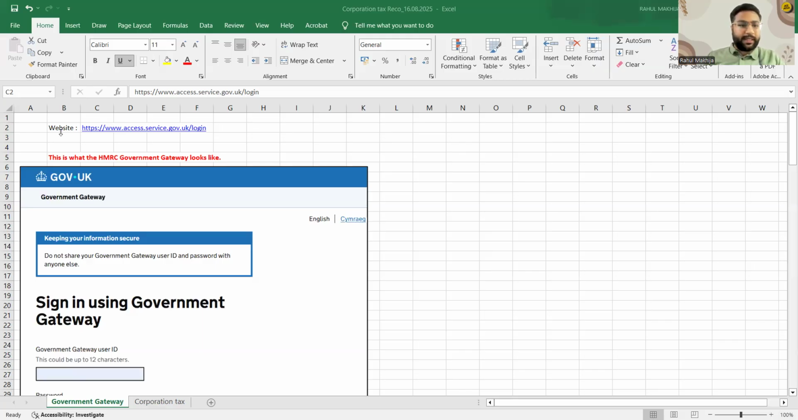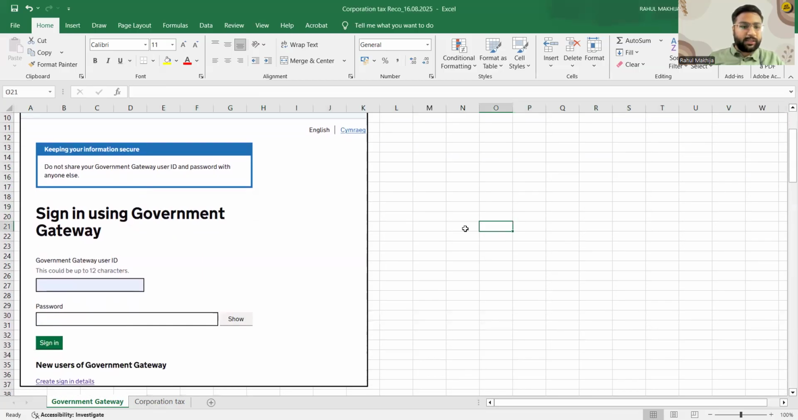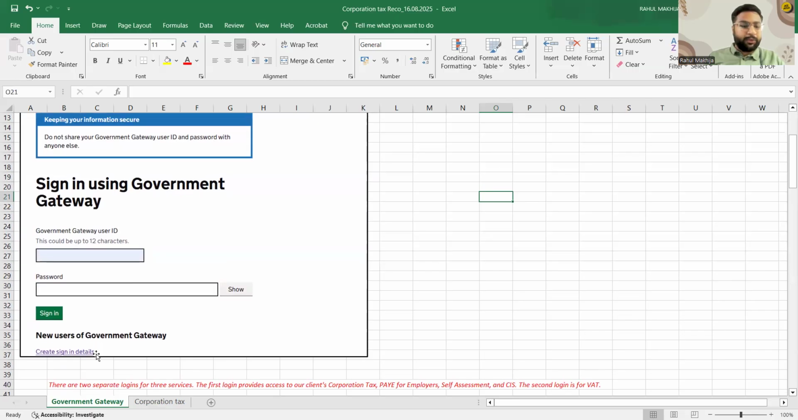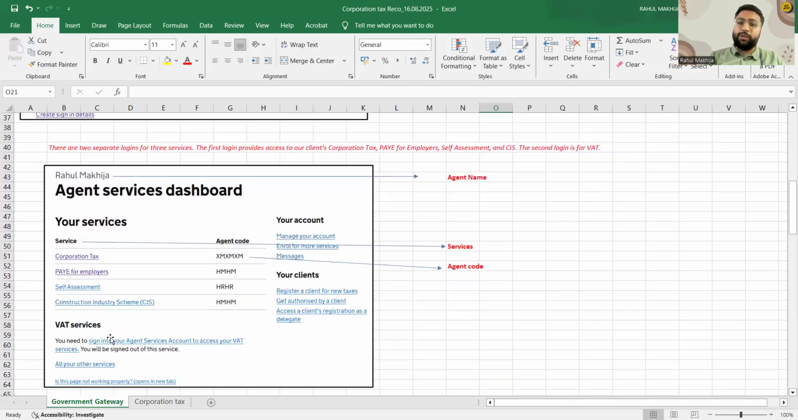So here is the website for HMRC Gateway, and this is how it looks like. Here we need to enter a Government Gateway user ID, which is of 12 characters, and along with that a password. You can also create or sign in with new details. So there are two separate logins for three services. First login provides access to a client's corporation tax, PAYE for employee, self-assessment, and CIS. And the second login is for VAT.